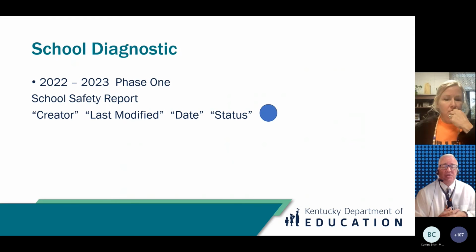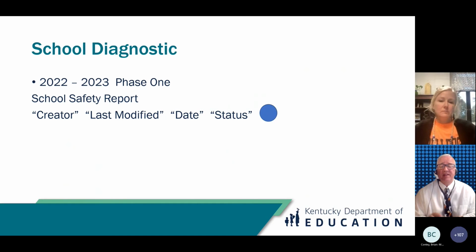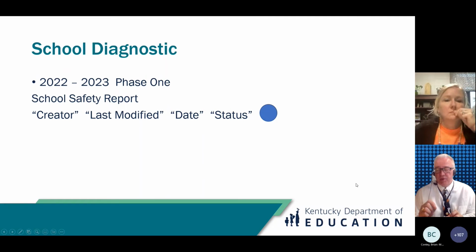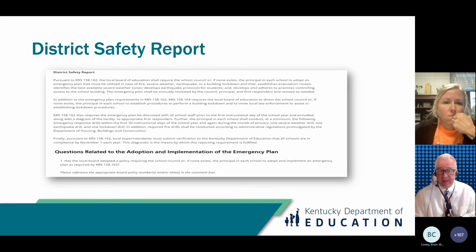These are just the categories. Make sure the name of the creator of the information there is correct. There'll be a date that shows last modified, the date that it was submitted, the status, and the blue circle there. There will be a blue icon with a check mark that I'll see once it's completed. And that's both for school and the district.